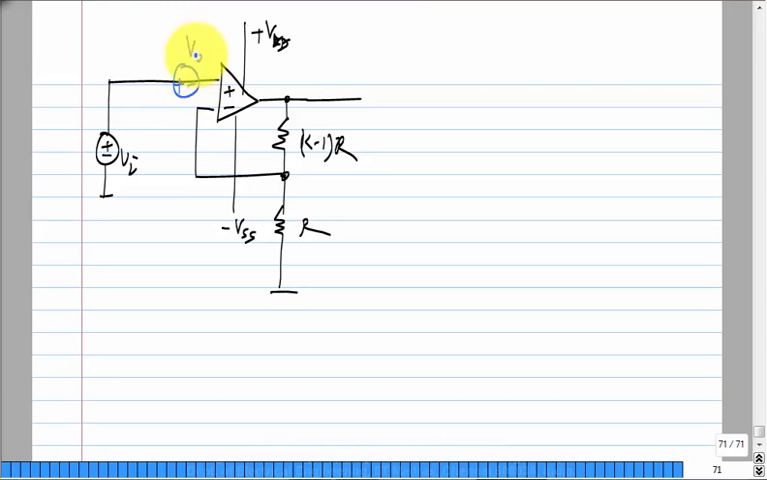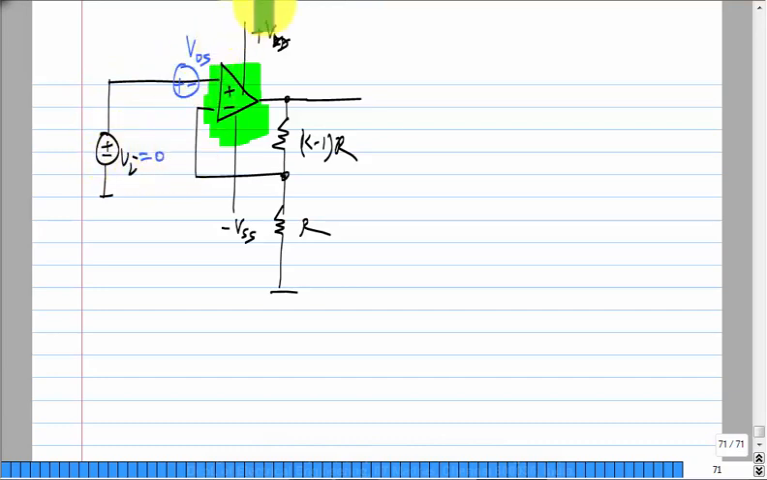It has this offset VOS. Does this work correctly? So what will be the output when VI equals 0? Why? Minus K times VOS, right? Actually, if you look at it, this is the ideal op amp that we had been assuming so far. Now, this VI is 0. This VOS is simply like applying an input to the circuit.